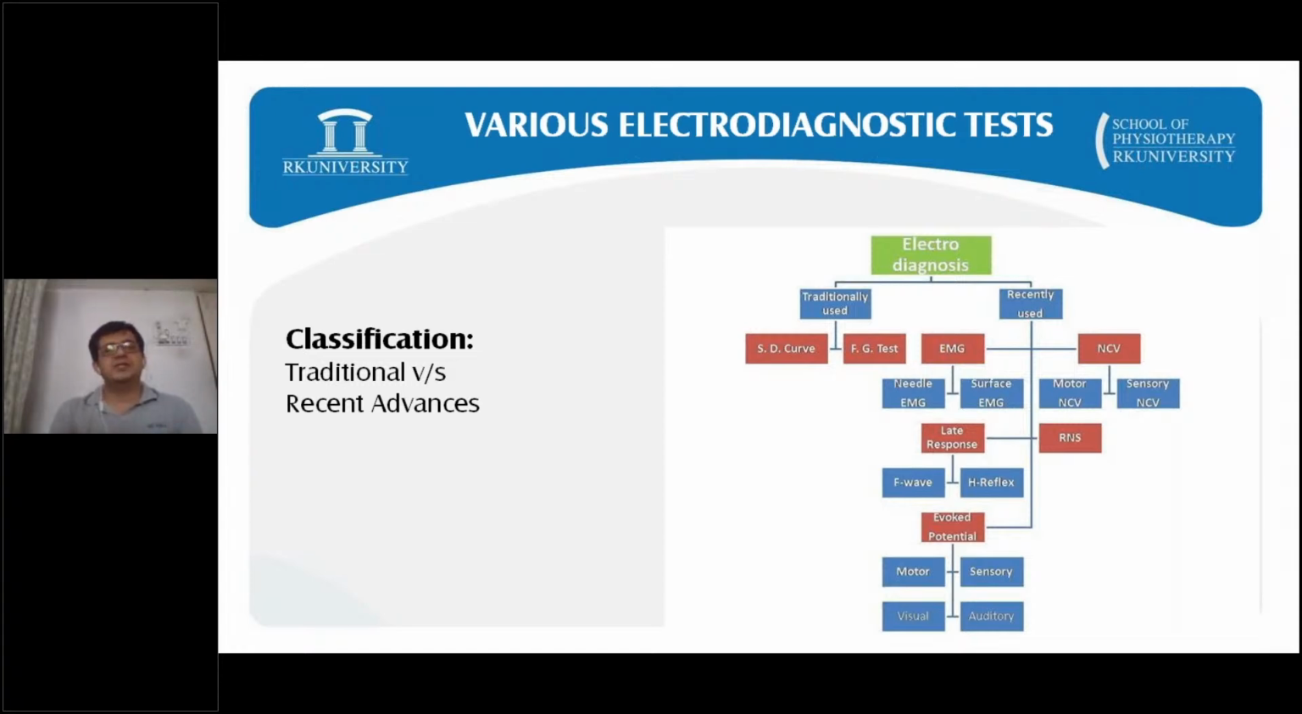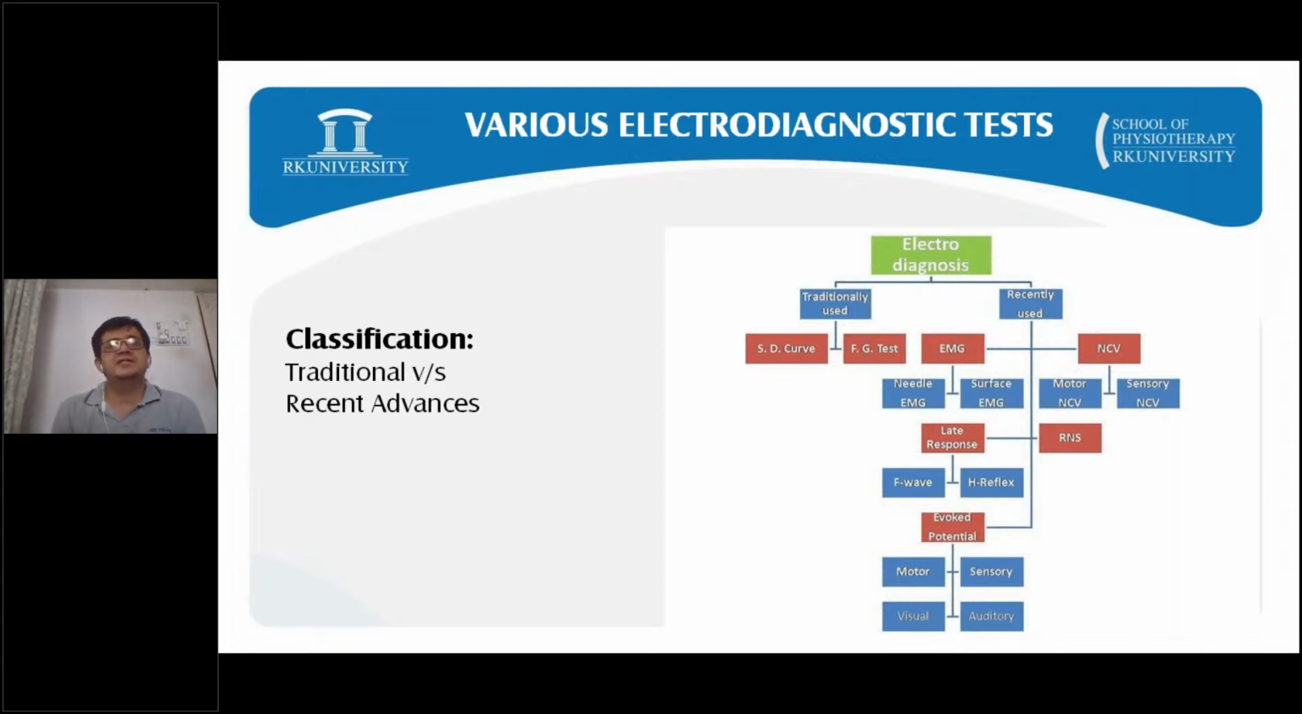So let us start with the classification of electrodiagnostic tests. They are classified into two: one is traditionally used and one is with recent advances. Traditionally used, we all know, are the strength duration curve and the Faraday galvanic test. We will not go into more detail about these traditionally used tests.